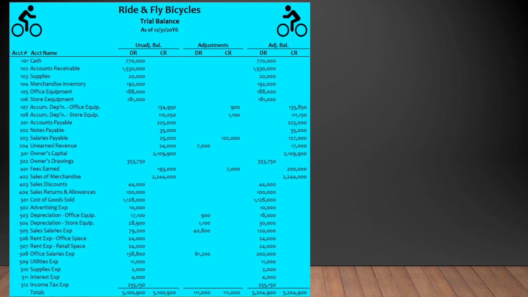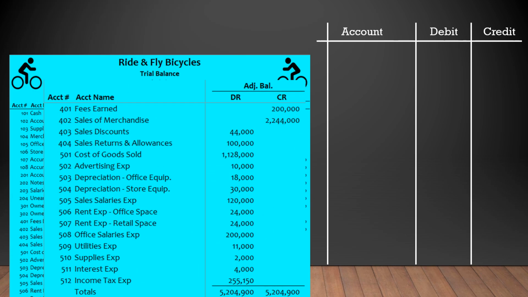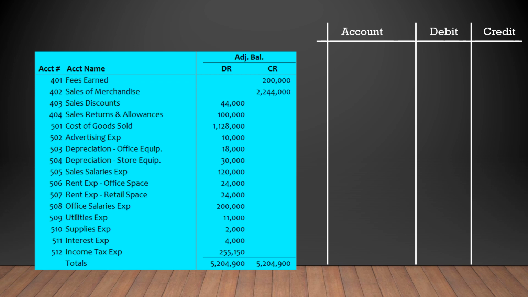Looking back at our adjusted trial balance, our temporary accounts are all conveniently grouped together, specifically drawings, revenues, and expenses. How can we zero them out? With a journal entry. Let's start with our income statement accounts. Our revenues have credit balances, so if we want to move them to zero, we'll have to debit them. As for our contra revenue accounts, they have debits, so we'll close them out with credits.